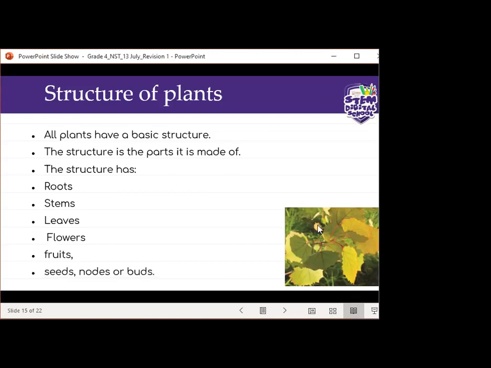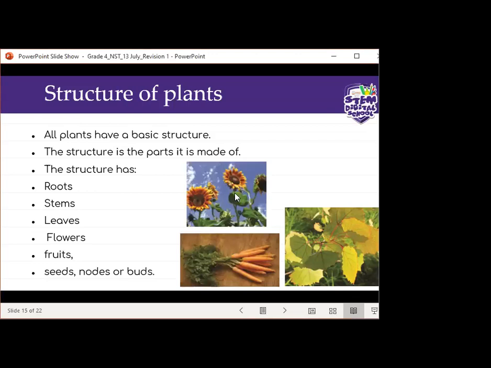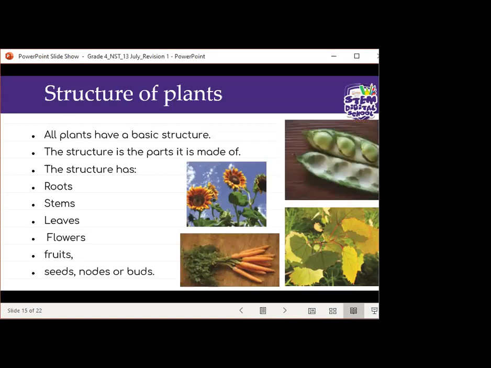Okay, so we see an example here of a leaf, which is also shown. We can also see the veins of the leaf, which are quite in red. And I believe we have other pictures. Here we have the flower, the sunflower there, and the carrots, which are root plants, okay? And then we have the peas in a pod, which are seeds.